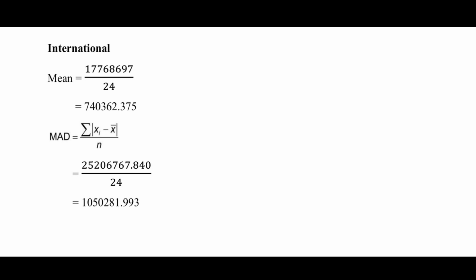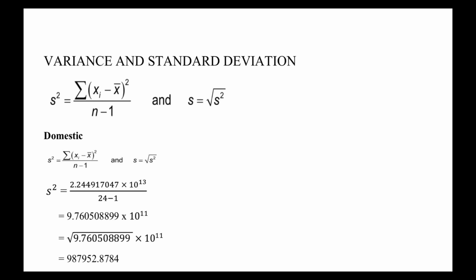Mean absolute deviation for international, same as domestic. Firstly, we need to find the mean, which is 740,362.375. And the mean absolute deviation answer is 1,050,281.993.